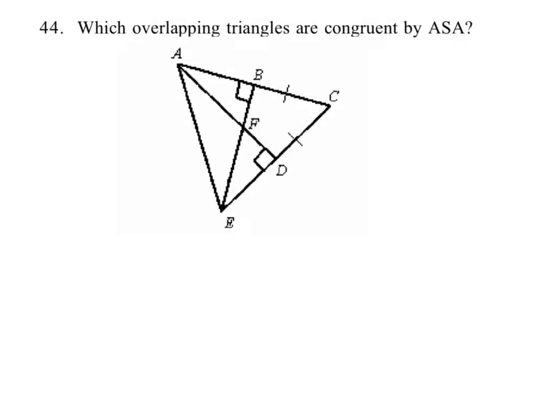Okay, which overlapping triangles are congruent by angle, side, angle? So the first thing I want to do is establish that this angle is congruent to itself, because when I separate the triangles, as I'm about to do, you'll see that we want to be able to see that on both triangles, okay? Because that's a shared angle for a couple of triangles.